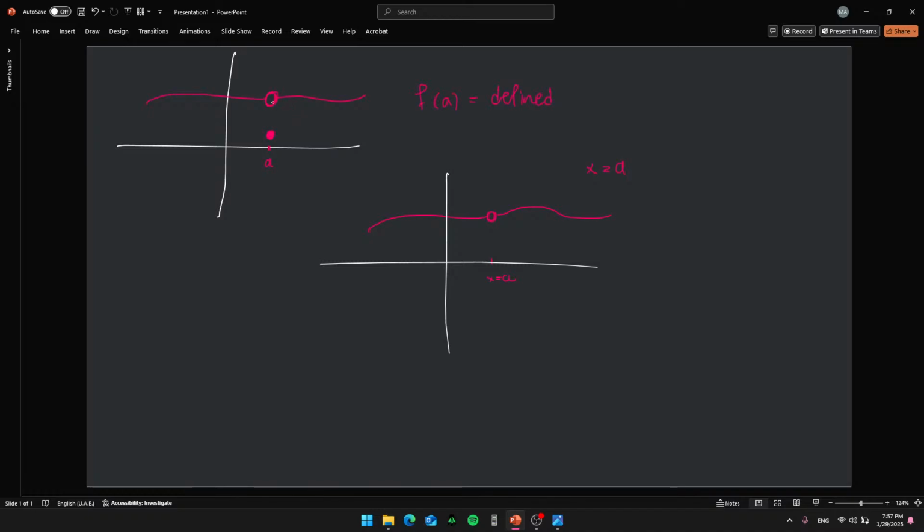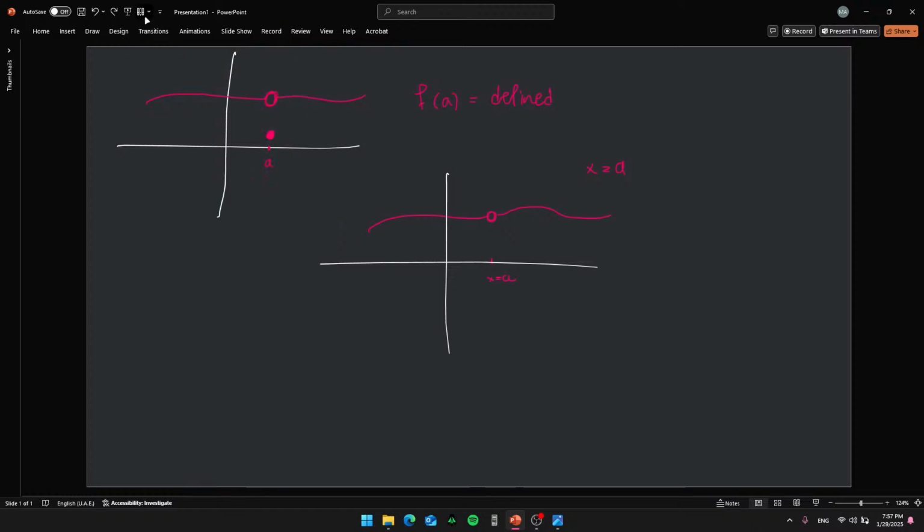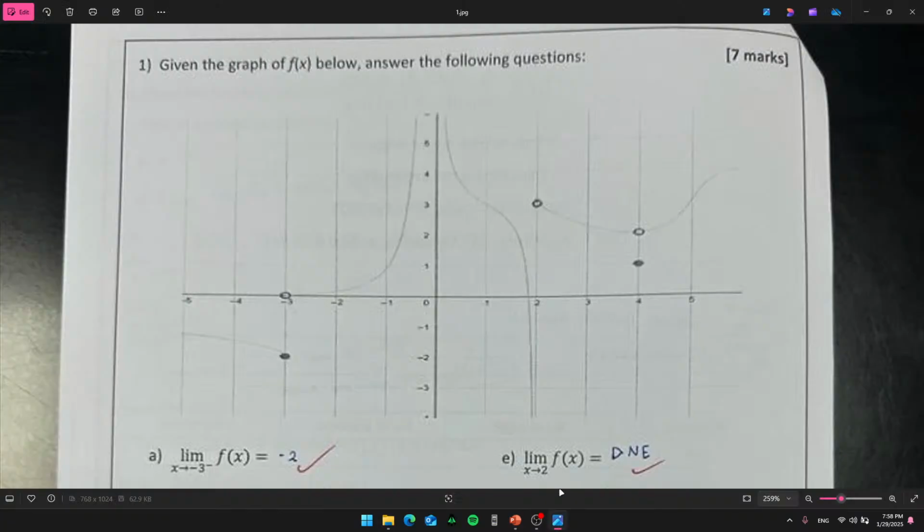But it's not filling this hole. So it's also a form of removable discontinuity, and I can define it as: if I bring this point and put it right here to fill the gap, I will remove the discontinuity. So this is another form of removable discontinuity.